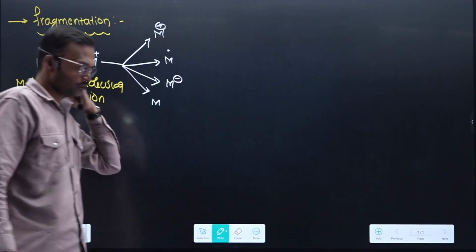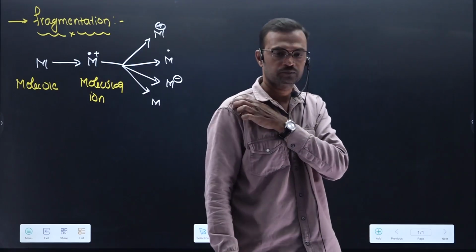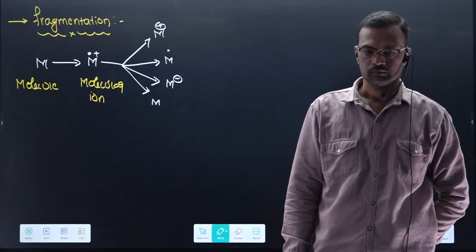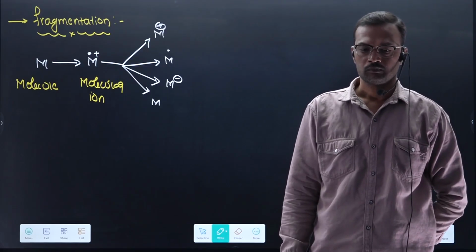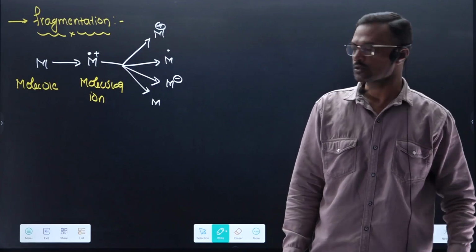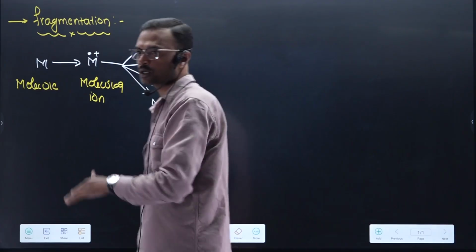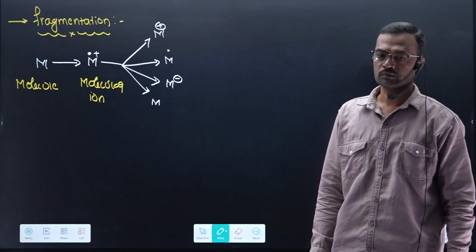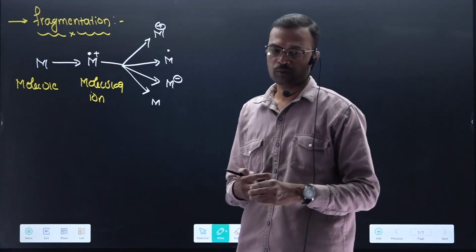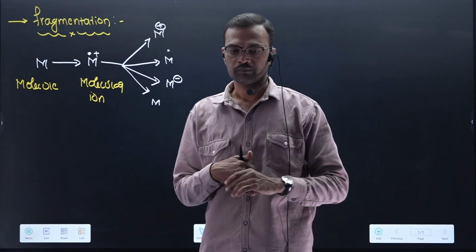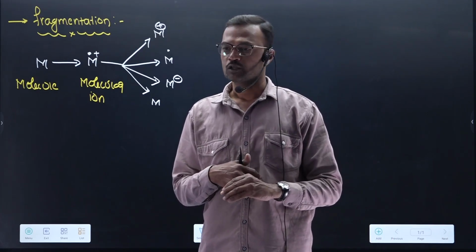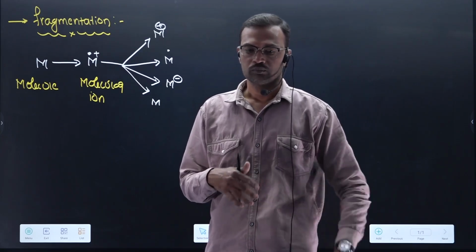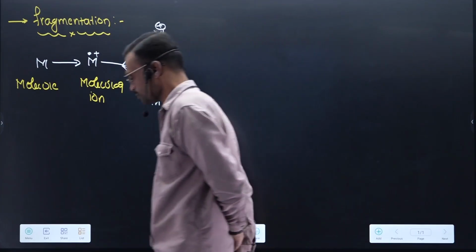Okay, next. It is a unimolecular process. Fragmentation is a unimolecular process, which means one molecule can undergo successive fragmentation. Next point. It is a specific process, but not random.